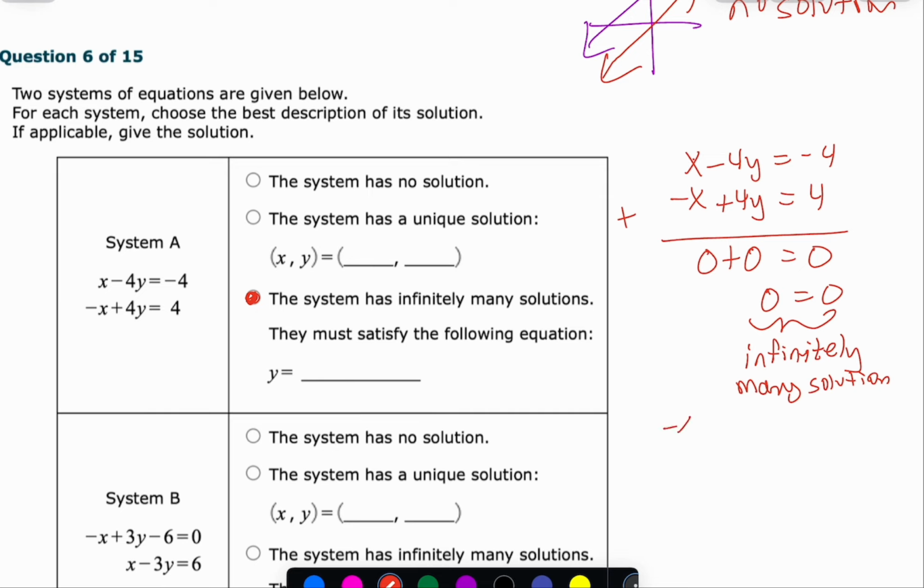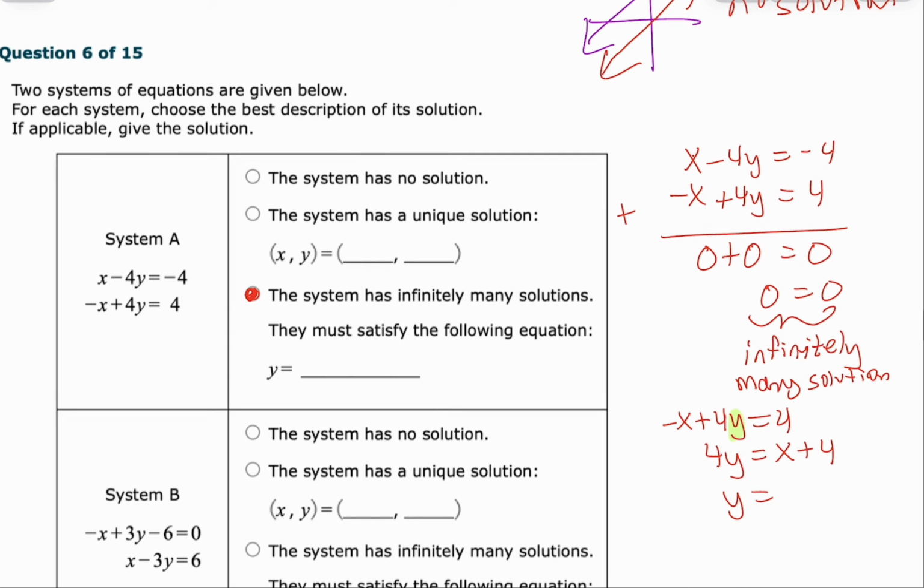I'm going to take the bottom one and solve it for y. So I get that 4y equals x plus 4. Divide everything by 4, I get 1/4 x plus 1. So 1/4 x plus 1. And if you did that for either equation, you would get y equals 1/4 x plus 1 every time.